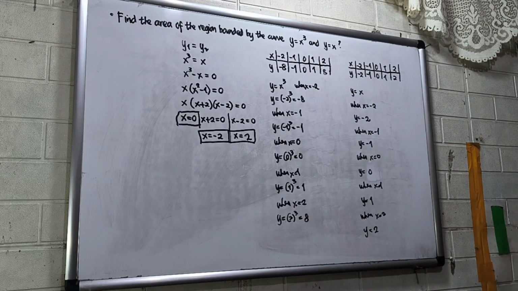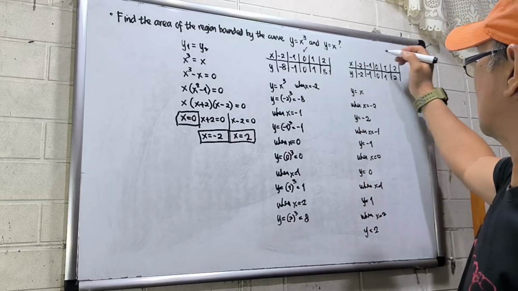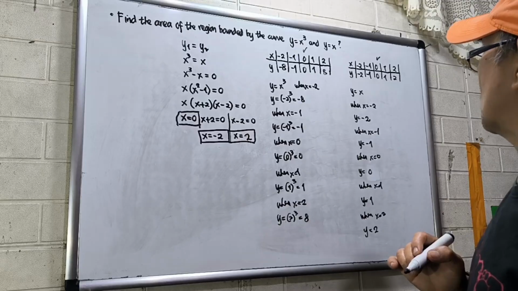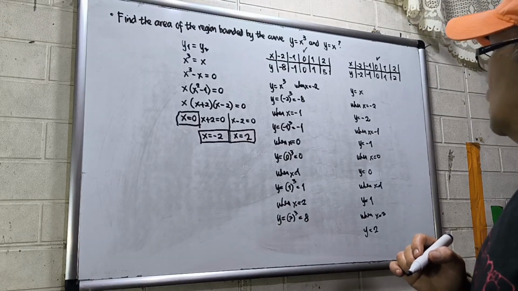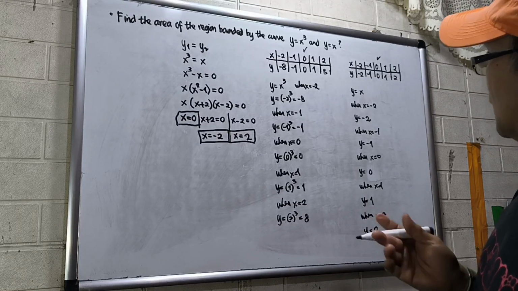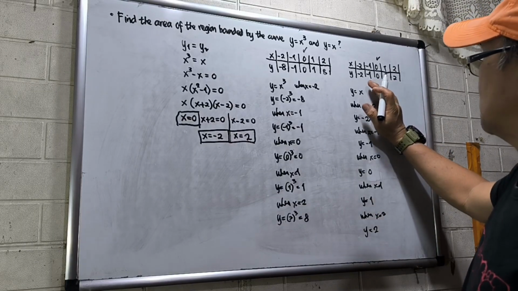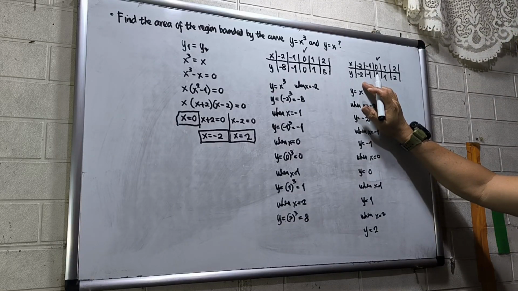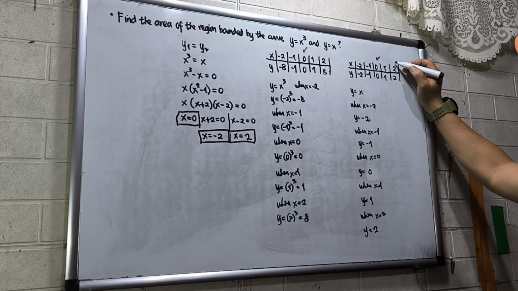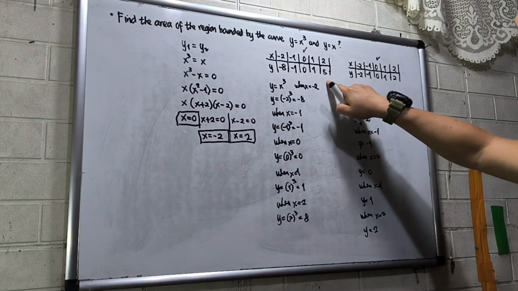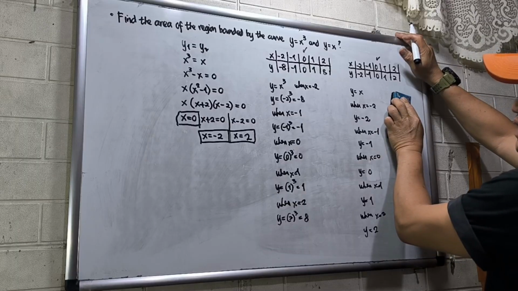Next, let us compare if this is correct. From 0, the same. Then negative 2 and 8, negative 2 and negative 2, not the same. And 2 and 8, 2 and 2, this one is 8. Okay, so I will plot the points in the Cartesian coordinates.